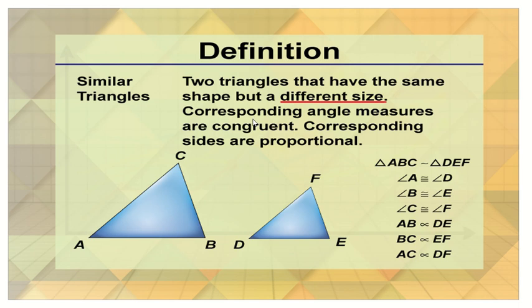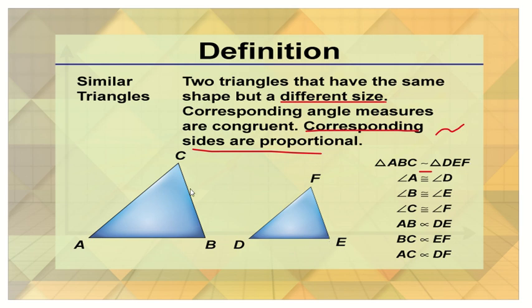If it is the case, the corresponding angle measures are congruent. Corresponding sides will be proportional. Okay, so this is the symbol for similar. Like this you will draw. So how will you read this now? Triangle ABC is similar to triangle DEF.